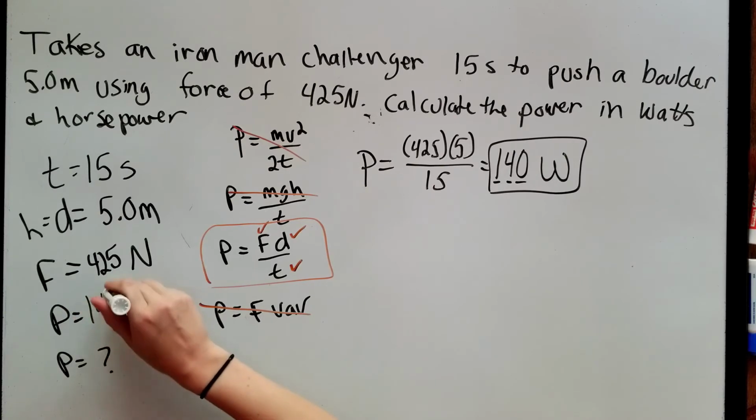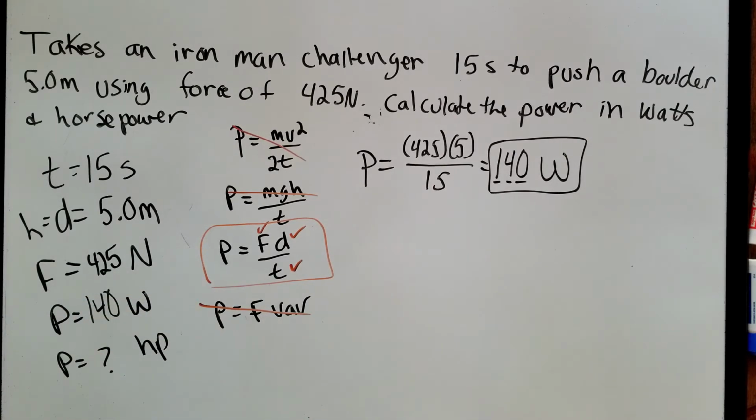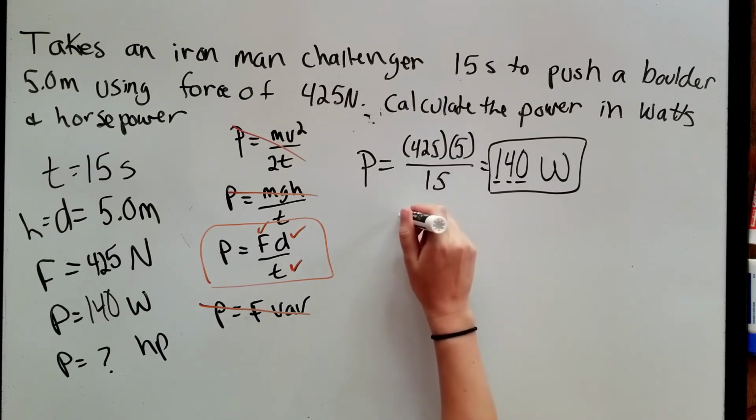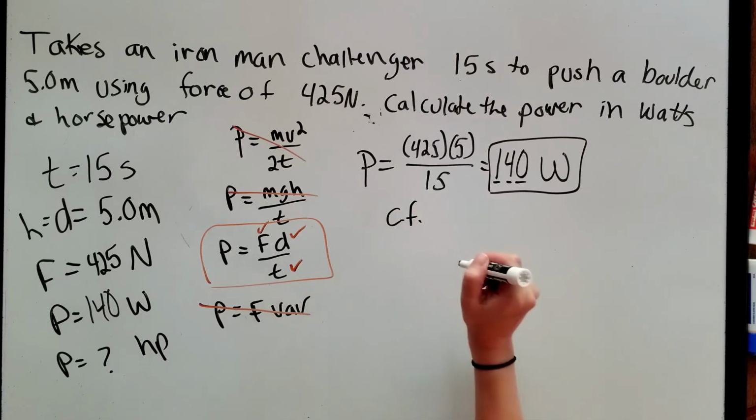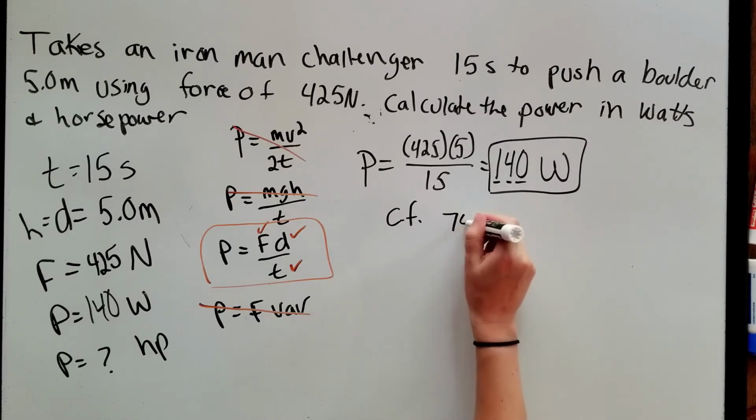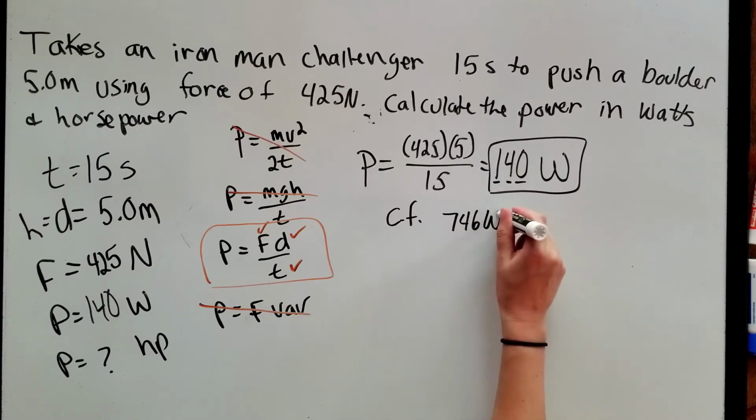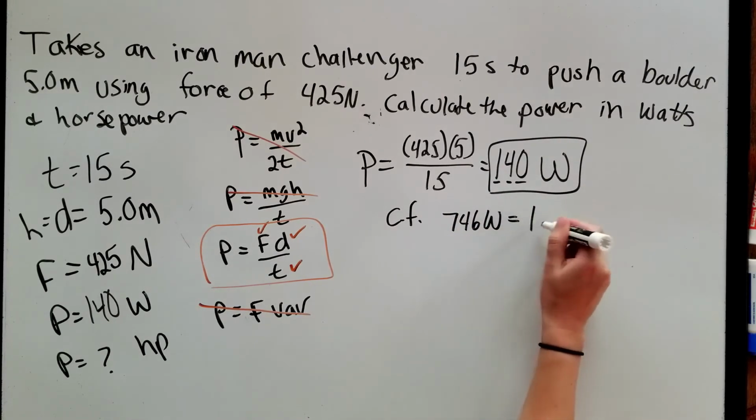How many watts? Okay, but if I want it in horsepower, how do I get it in horsepower? So you'll notice the very end of your equation sheet, under all the power equations, there is a conversion factor to do just that. And it is 746 watts are equal to 1 horsepower.